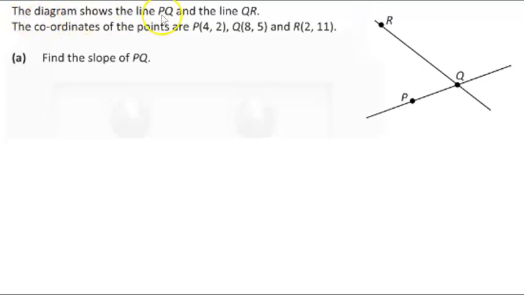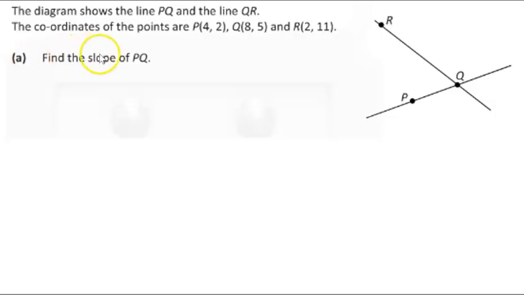The diagram shows the line PQ and the line QR. So PQ is this line here, and QR is this line here. The coordinates of the points are P (4, 2), Q (8, 5), and R (2, 11).